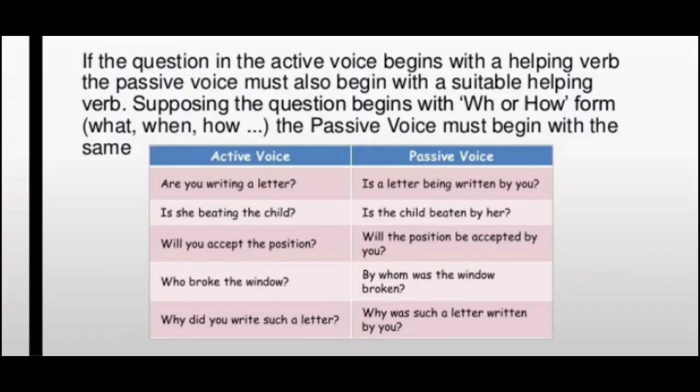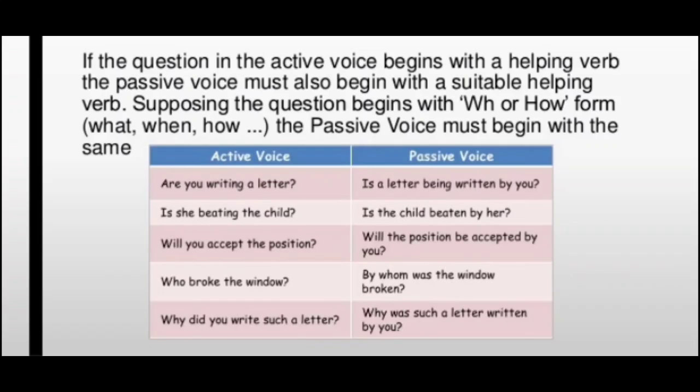Look at the next sentence. Is she beating the child? The child is in the singular form, so it should be changed with the helping verb is. Is the child being beaten by her? Being beaten by her.